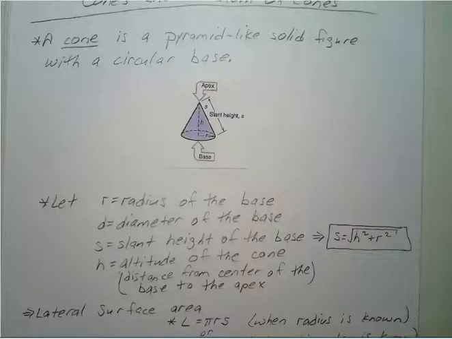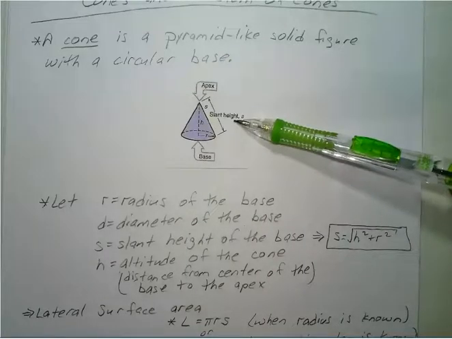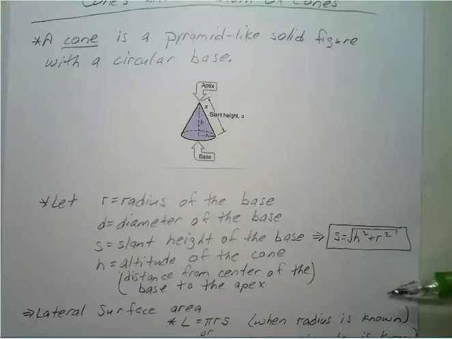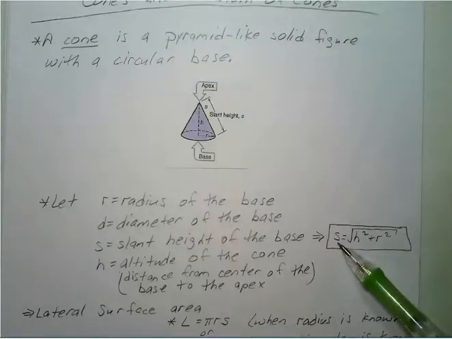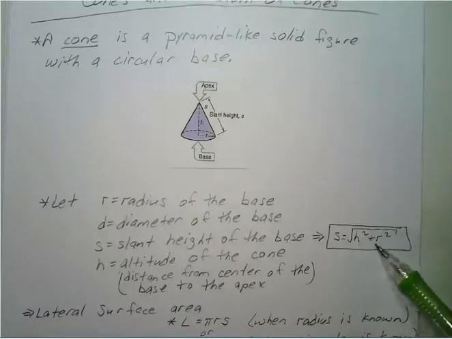Now, in some instances, they will give you your slant height. They'll say your slant height is 8 feet or something like that. In the case that they do not give you your slant height, you can find it by making S equal the square root of your altitude squared plus your radius squared. So you can find the slant height even if they don't give it to you.